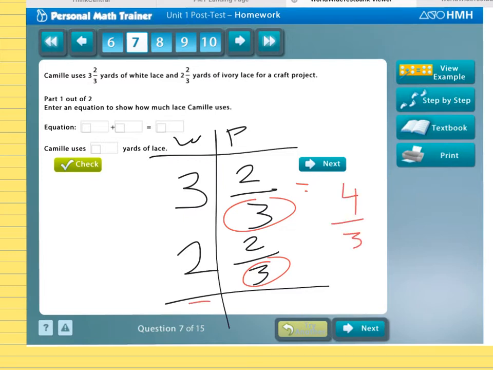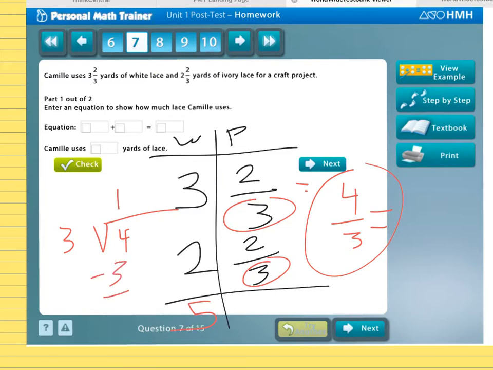3 and 2 makes 5, so that's 5 wholes. So it's 5 wholes and 4/3. Next step would be to simplify this. 3 goes into 4. Let me show you how I do that. So you know, 4 divided by 3 is 1, and then there's one part left over. So 1 and 1/3 would be that. I regroup the one whole over here. Now that gives me 6, so it's 6 and 1/3 as an answer, yards of lace.